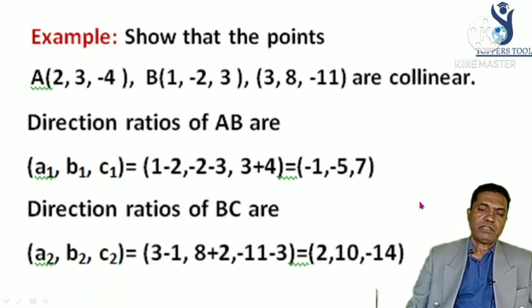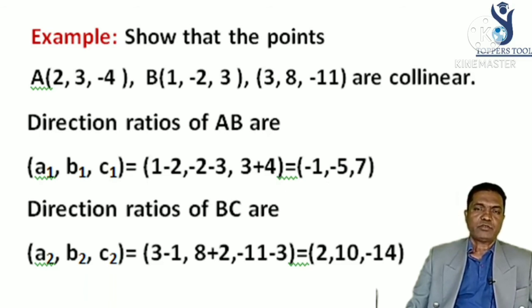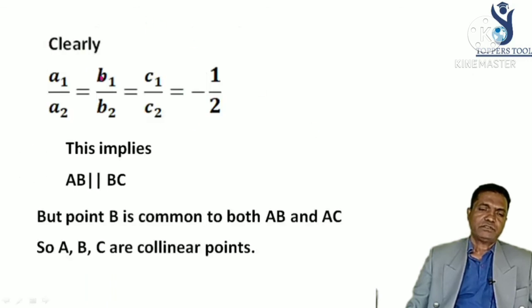So let's have a look at this. If you want, you can pause the video and practice. Otherwise, go for next or take a screenshot of this. Okay. So in this case also, the ratio of the direction ratios is minus 1 by 2. So that implies AB is parallel to BC.